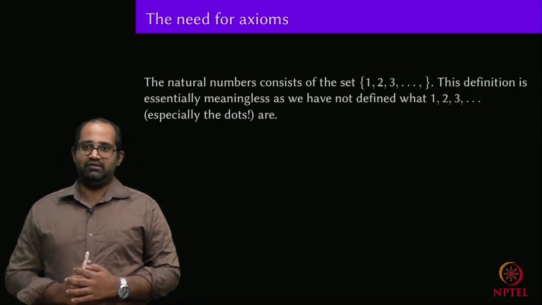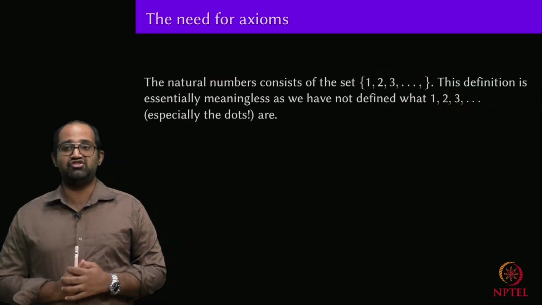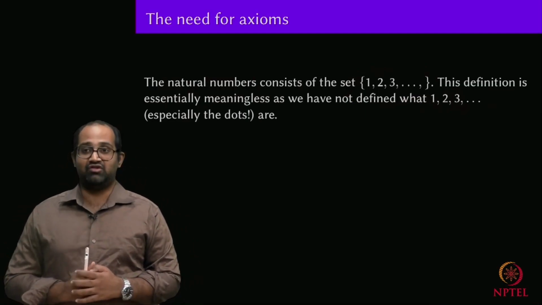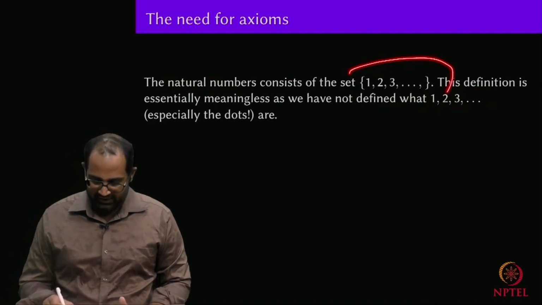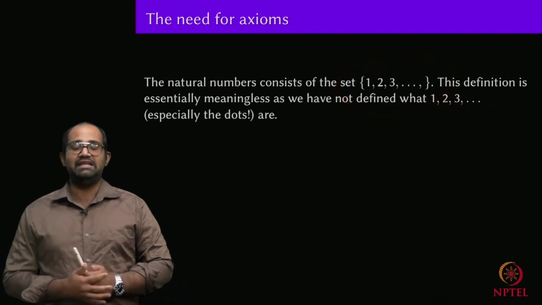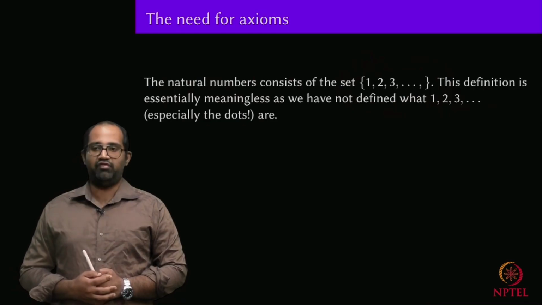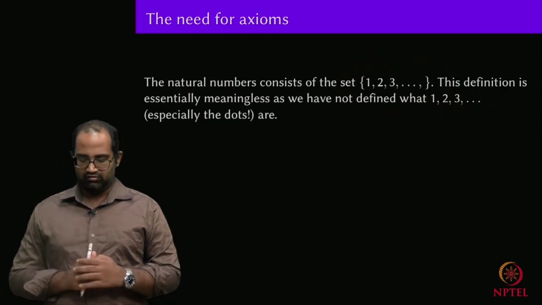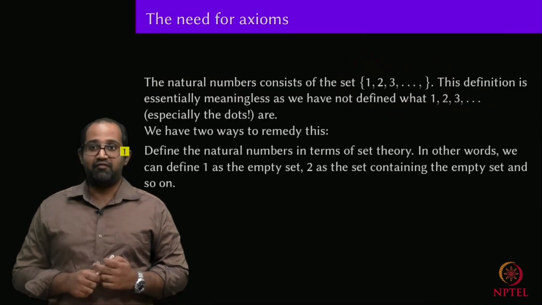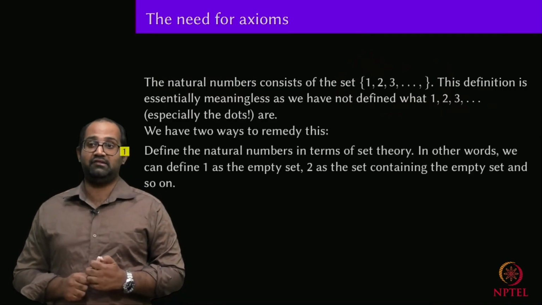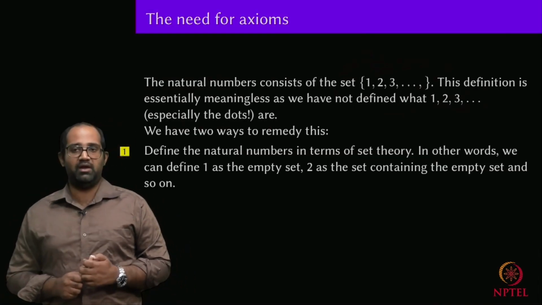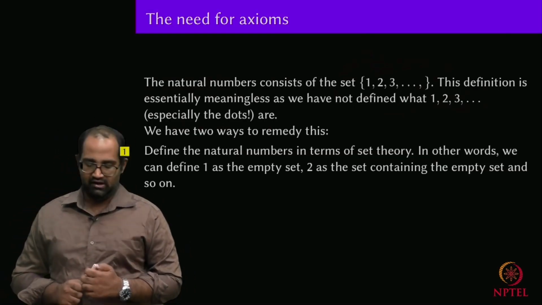Because of this vagueness and essential meaninglessness of the definition of the natural numbers as the set 1, 2, 3 dot dot dot, we need some other way of specifying what the integers are. There are two common methods to do this. The first one is the more robust and powerful way of doing it, but it's tedious and long.